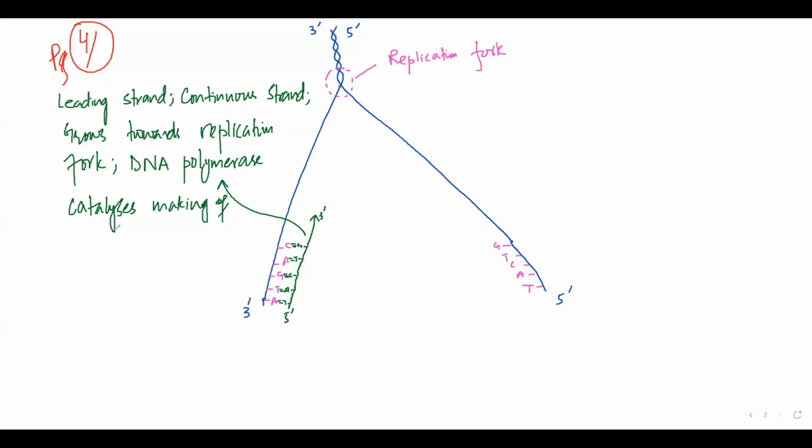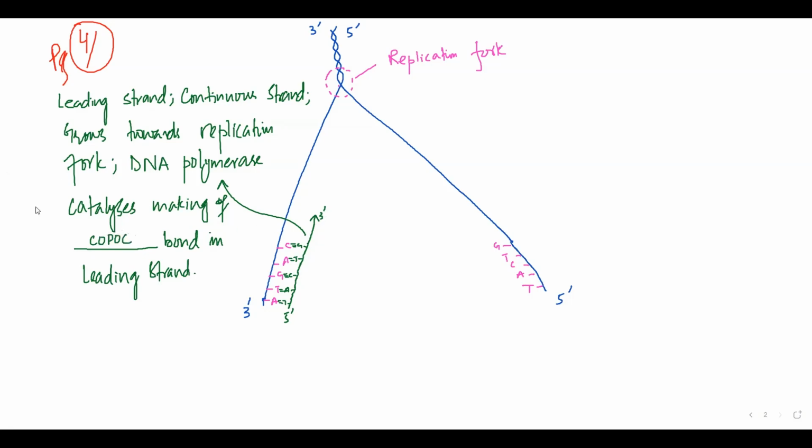Anyway, so DNA polymerase catalyzes making of dash bond. Anyone? Phosphodiester bonds. Yes, and leading strand. Phosphodiester bond, COPOC. So this is all the package.